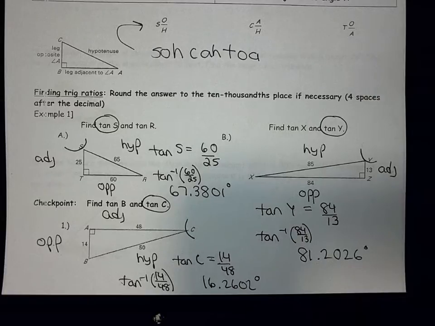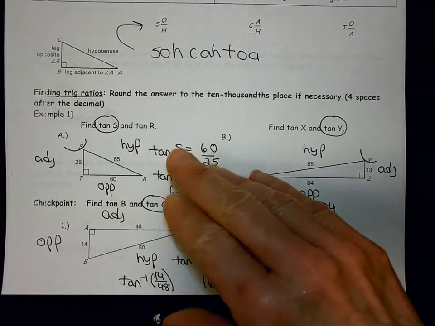Okay, so again, basically make sure you're labeling correctly. Opposite the angle is the side called opposite. Opposite the right angle is the hypotenuse, and left over is the adjacent.